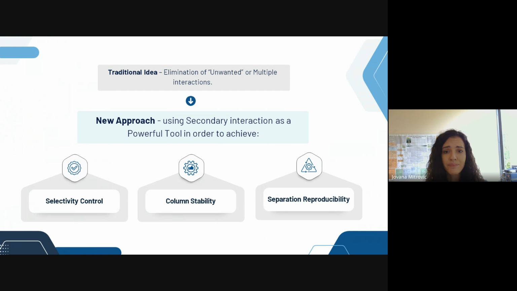And traditionally, secondary interactions were seen as a problem. Think about peak tailing from silanol activity. We were trained to avoid these effects. But with mixed mode chromatography, we intentionally design stationary phases to harness secondary interactions. And instead of eliminating them, we control them. This gives you three key advantages. We can fine-tune selectivity, achieve better reproducibility, and extend the stability of the column over time.